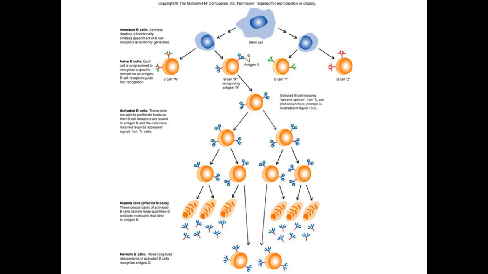So MHC2 is only on B cells? MHC class 2 is only on antigen presenting cells, which a B cell can present antigen. What else? Dendritic cells and macrophages. Yep.